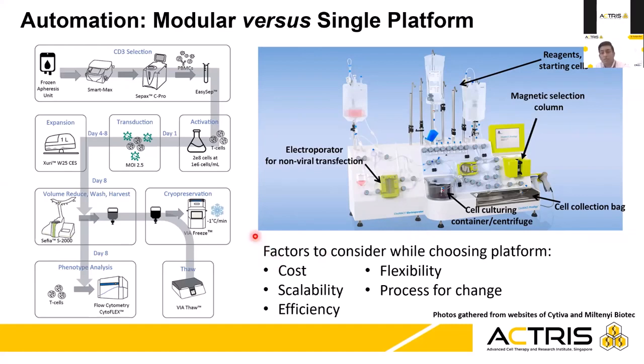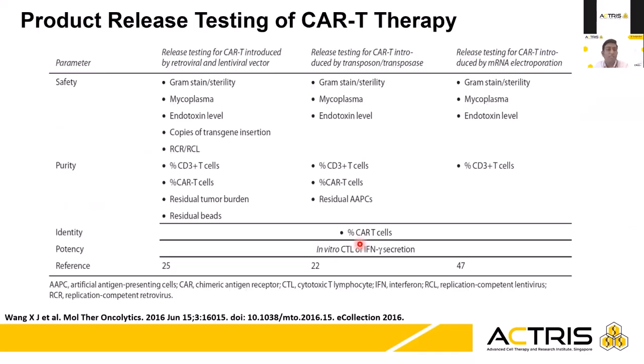So when you're choosing between a modular platform or a single platform, there are various things to take into consideration: cost, scalability, efficiency, the stage of the clinical trial, flexibility, and processes required to incorporate changes.